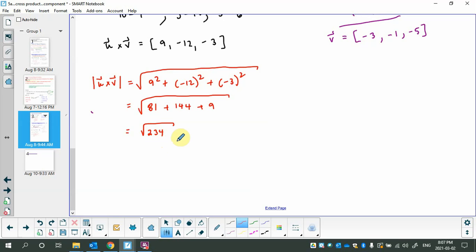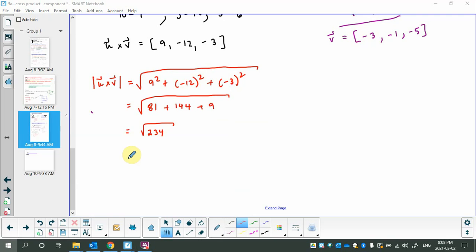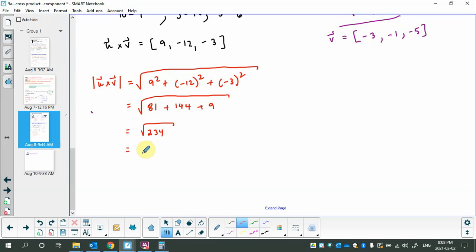And just checking with my calculator, I want reduced radical form. So 234 divided by 4. No. 234 divided by 9 is the next perfect square. 26. And 26 is 2 times 13. So this is root 9 times root 26. I can take the square root of 9. I cannot take the square root of 26.